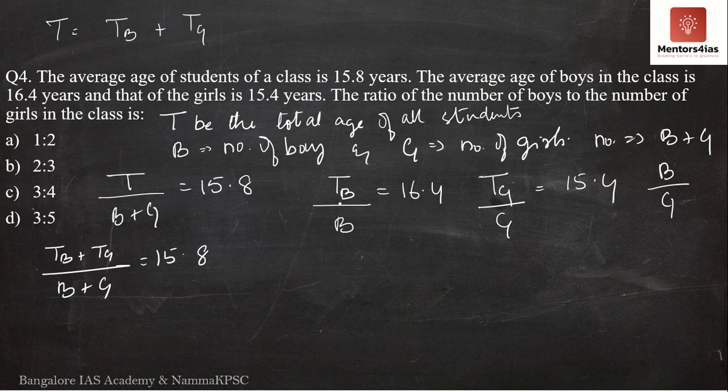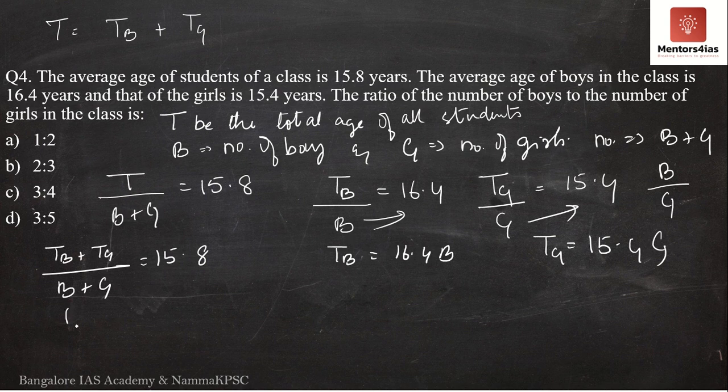Now I will substitute TB and TG. I will substitute TB as 16.4B, taking B to the right hand side, and TG as 15.4G, taking G to the right hand side. So now substituting TB and TG, what do we get? We get 16.4b plus 15.4g divided by b plus g is equal to 15.8.